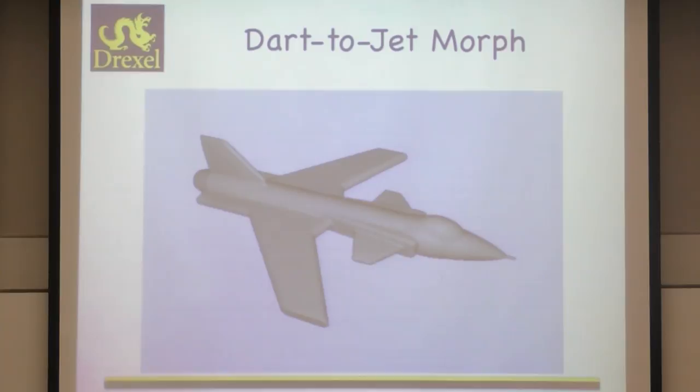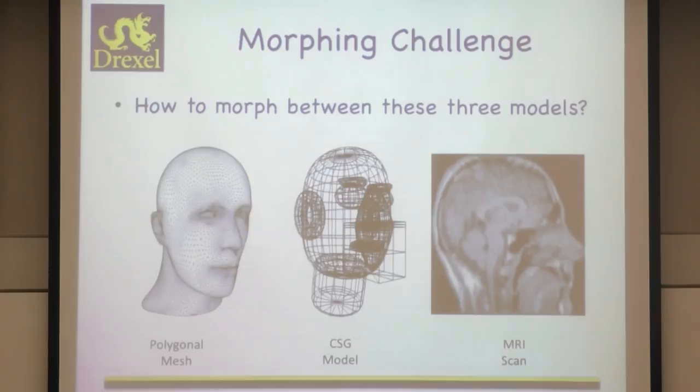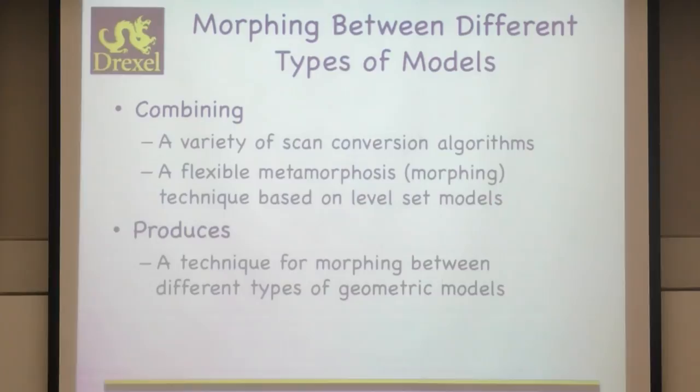how do you want to do that overlap? Take some time to think about it. And this is getting back to the idea that if you can turn something into a level set, you can morph it. Here's a model of some polygonal head, and here's a CSG model made up of superquadrics, and here's an MRI scan, which we then ran through our level set segmentation. In this case, I actually morph between all of these. I'm just going to show you one of these.